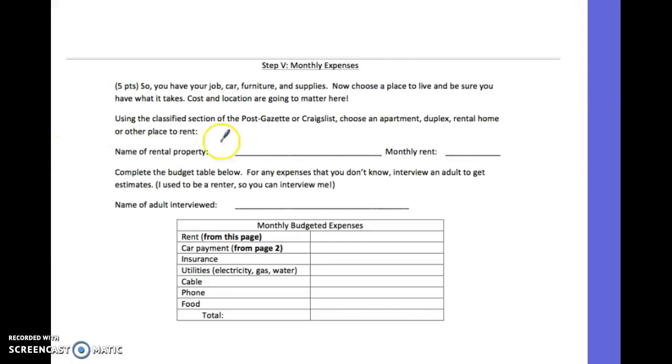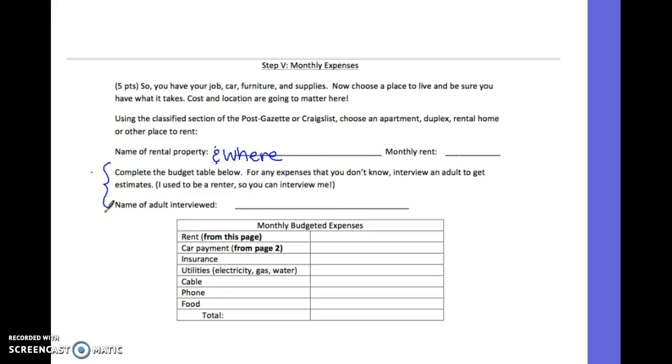The last part, the last page, is your monthly expenses. So you need to go to the classified section of the Post-Gazette or Craigslist and find an apartment. Think about the location of where you want to be. Write down the name of your rental property and where, and what your monthly rent is. Then you need to complete the budget table below. For any expenses that you don't know, interview an adult to get estimates.